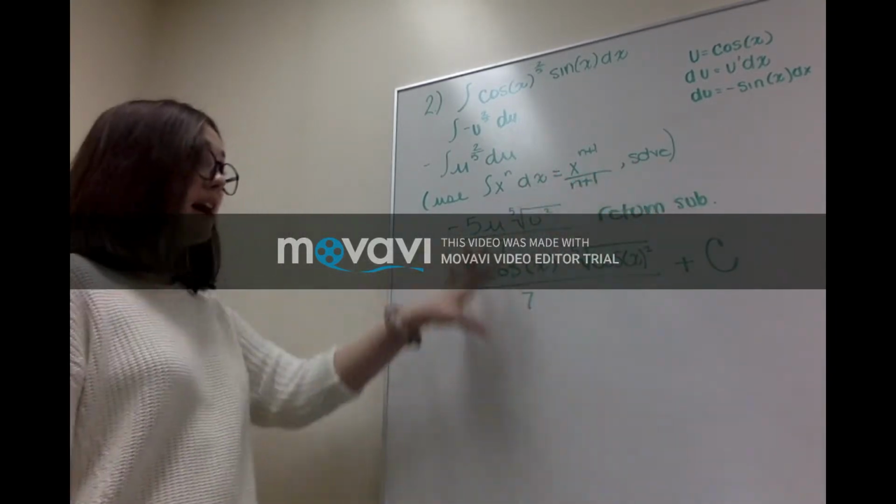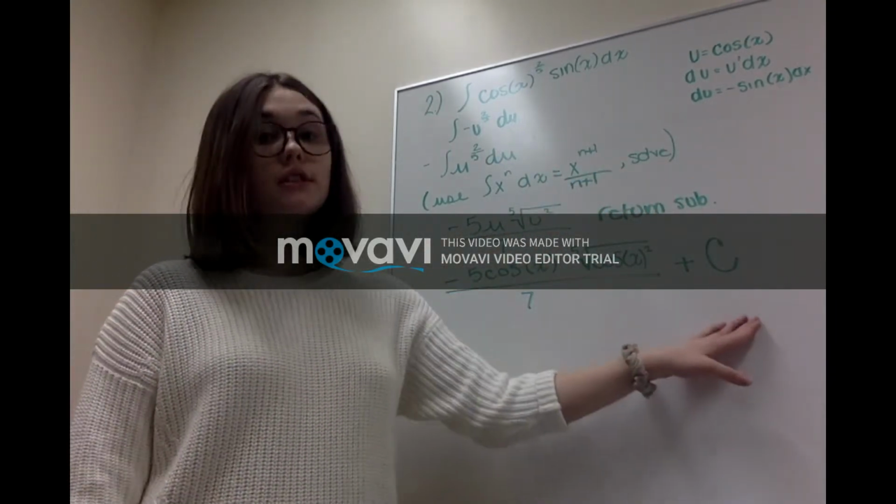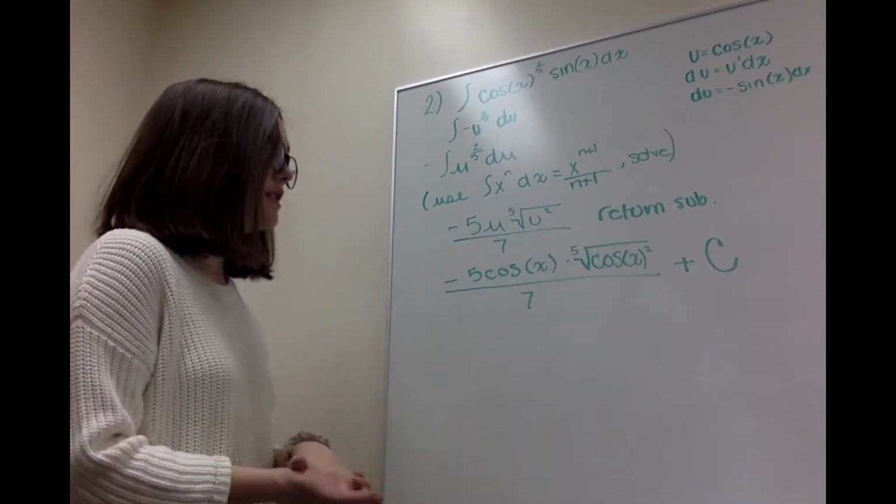But then after you get that, because you returned all the substitution, you still need to add plus c because you need to add your constant to the equation.